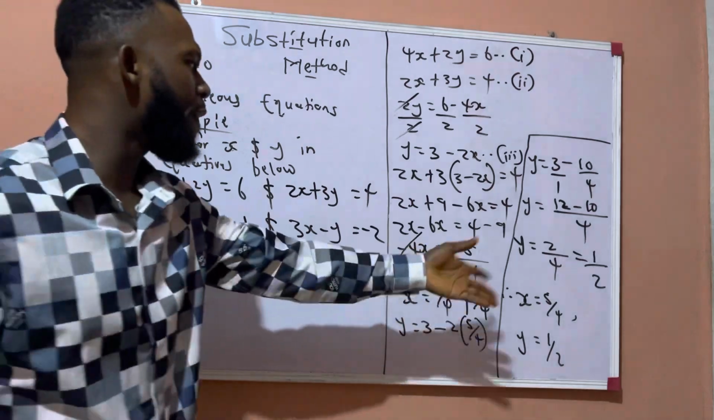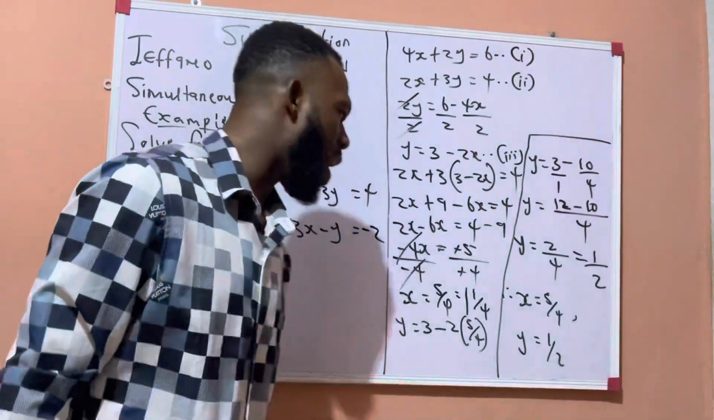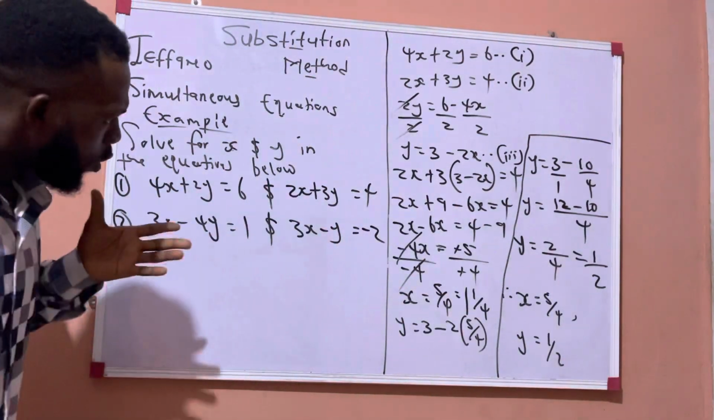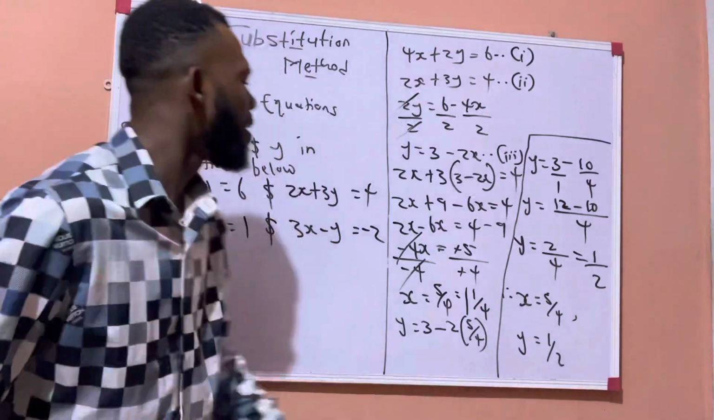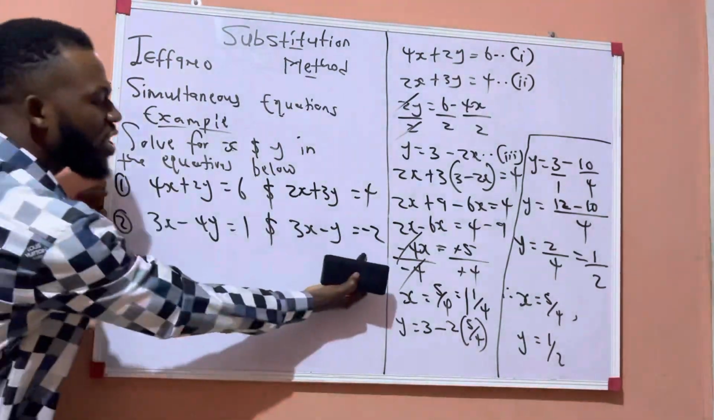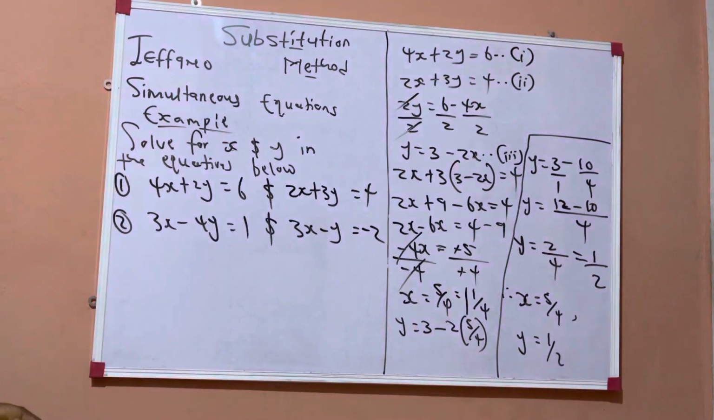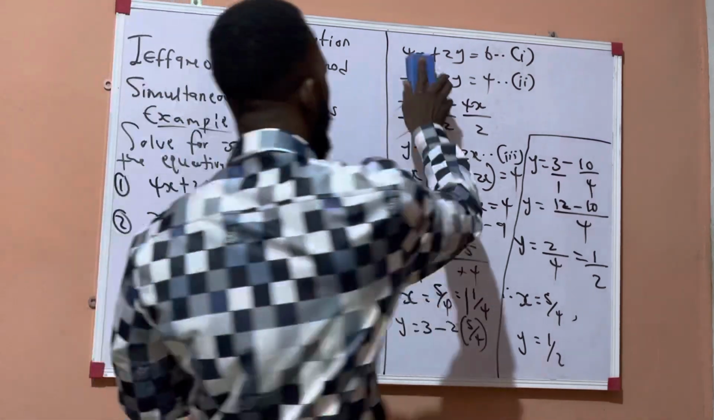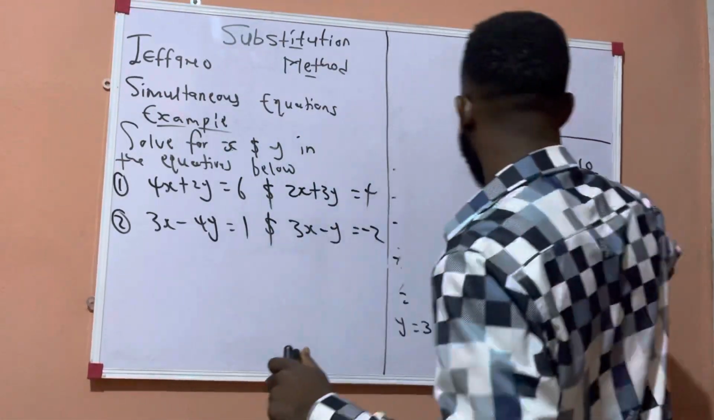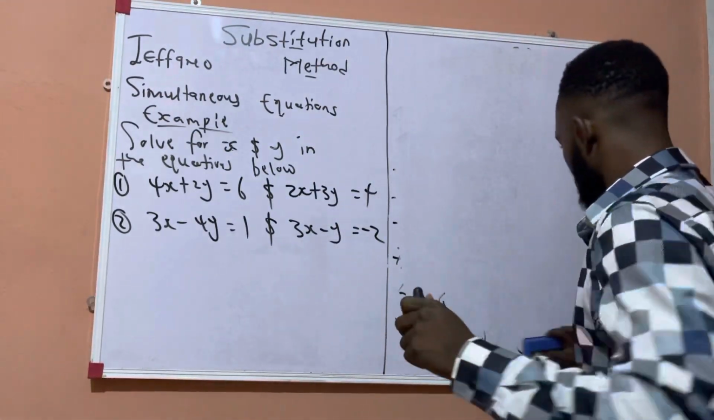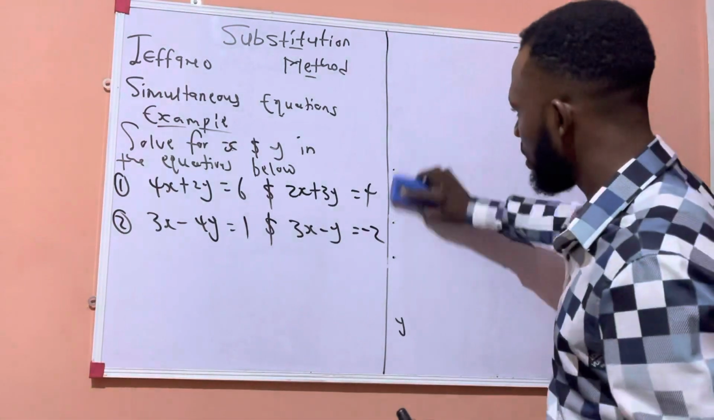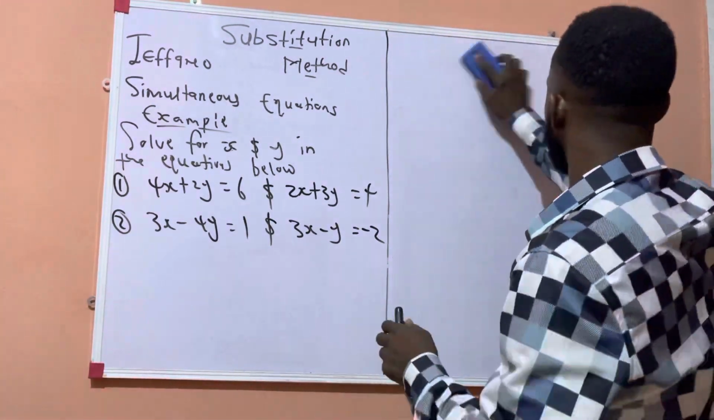Now, if we get 5 over 4 and then we get 1 over 2, using substitution method, how can we also solve this number 2 question using this same procedure? It is the same thing. Nothing changes. Now, without wasting time, let us solve for question number 2.